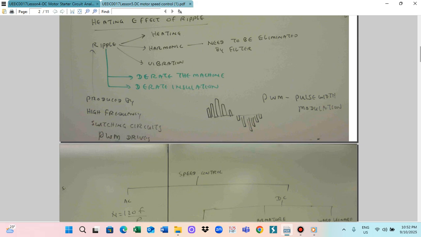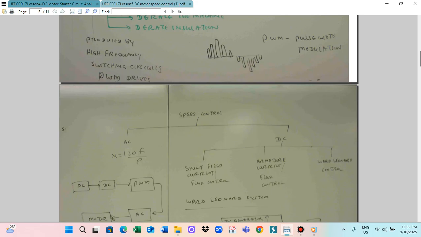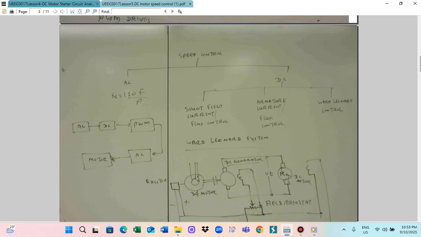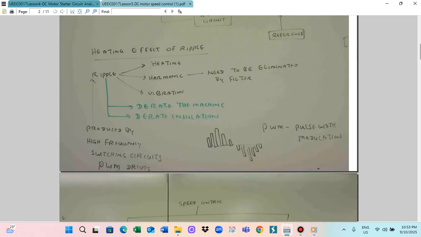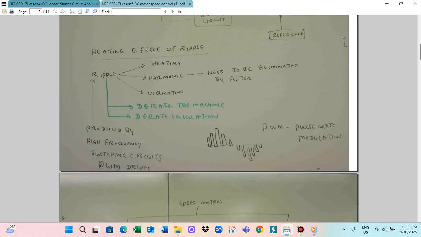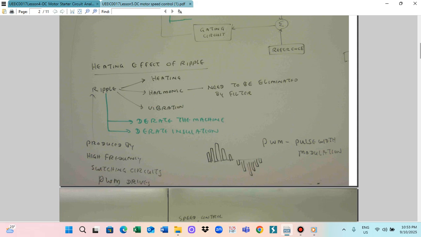PWM means pulse width modulation system. So these PWM systems produce ripple. Ripple can cause heating, harmonics, and vibration. So these ripples can damage the machine. This ripple is also a disadvantage because it can damage the machine, and it can also damage the insulation. So those are the effects of the high frequency switching circuit.